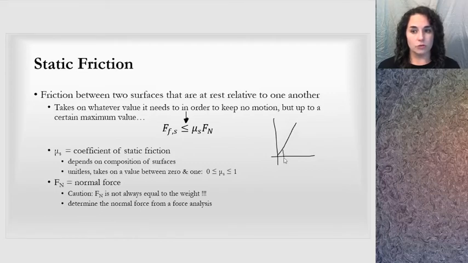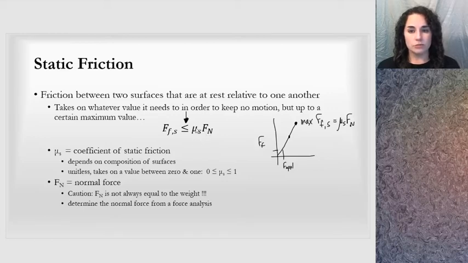So it would go like this. If I have a low force applied, I would have a low friction force. If I have a higher force applied, I would have a higher friction force. But up to a max value, max static friction force. That happens at mu s times the normal force.